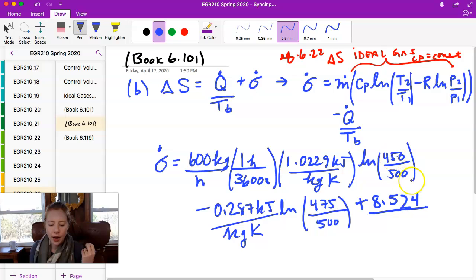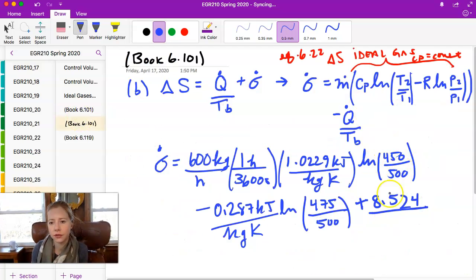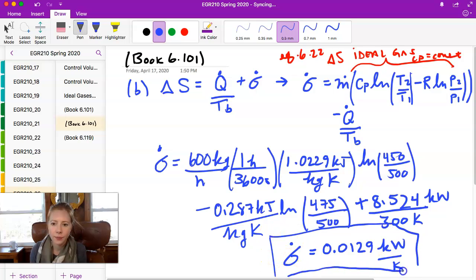And we're going to divide by our boundary temperature, which I want to say 300 Kelvin, but I got to look again. Yes, 300 Kelvin. All right, and this was in kilowatts. Okay, and so this will give us a rate of entropy production that is 0.0129 kilowatts per Kelvin. Okay, that's it for that one.